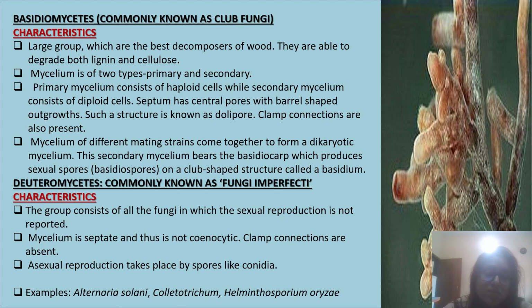Next, Deuteromycetes, which is commonly known as fungi imperfecti. Characteristics of the Deuteromycetes: the group consists of all fungi in which sexual reproduction is not reported. Mycelium is septate and thus is not coenocytic. Clamp connections are absent. Asexual reproduction takes place by spores like conidia. Examples: Alternaria solani, Colletotrichum, and Helminthosporium oryzae.